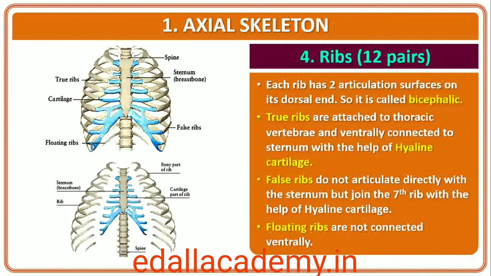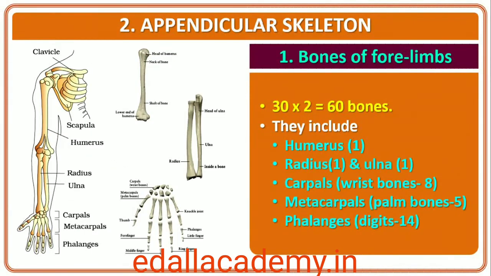The 8th, 9th and 10th pairs of ribs do not articulate directly with the sternum but join the 7th rib with the help of hyaline cartilage. These are called vertebrochondral (false) ribs. Last 2 pairs, 11th and 12th, of ribs are not connected ventrally and are therefore called floating ribs. Thoracic vertebrae, ribs and sternum together form the rib cage. The bones of the limbs along with their girdles constitute the appendicular skeleton. Each limb is made of 30 bones.